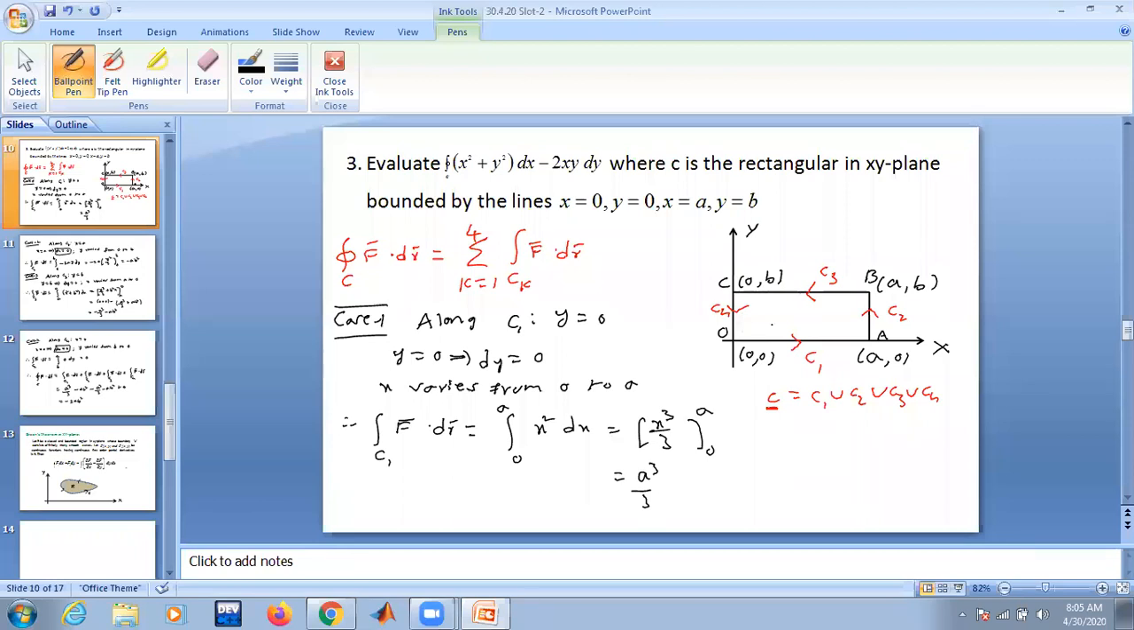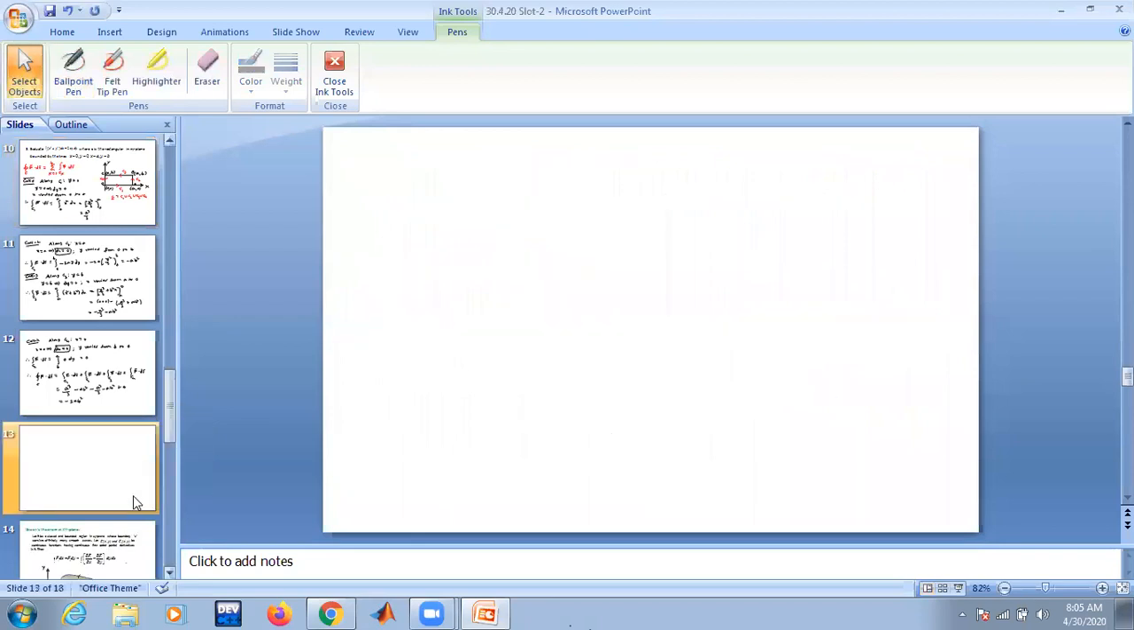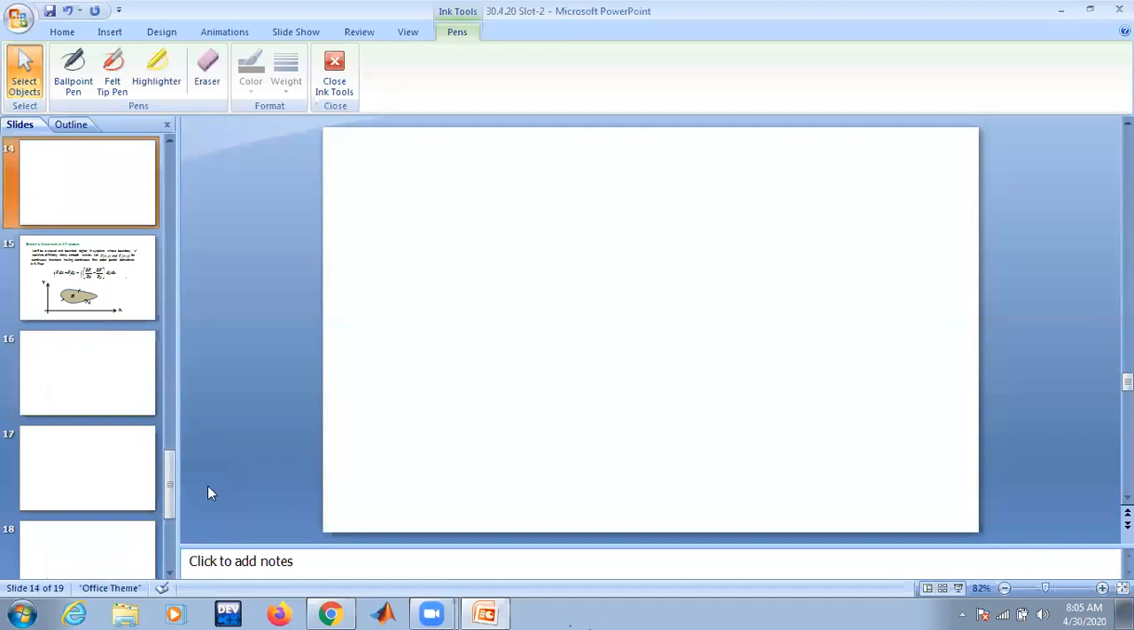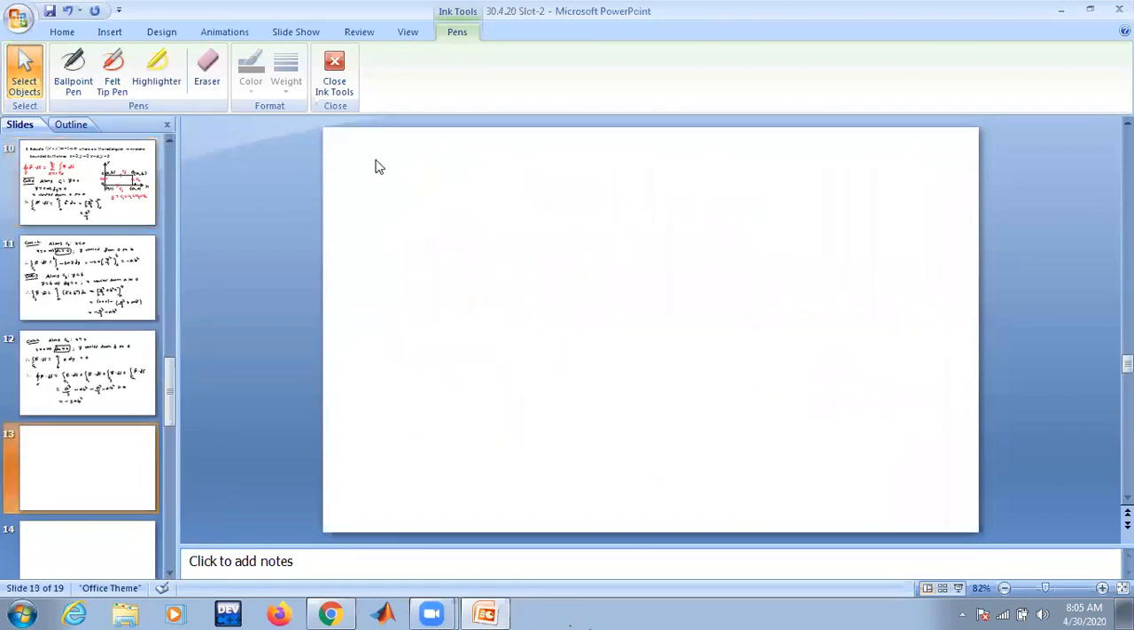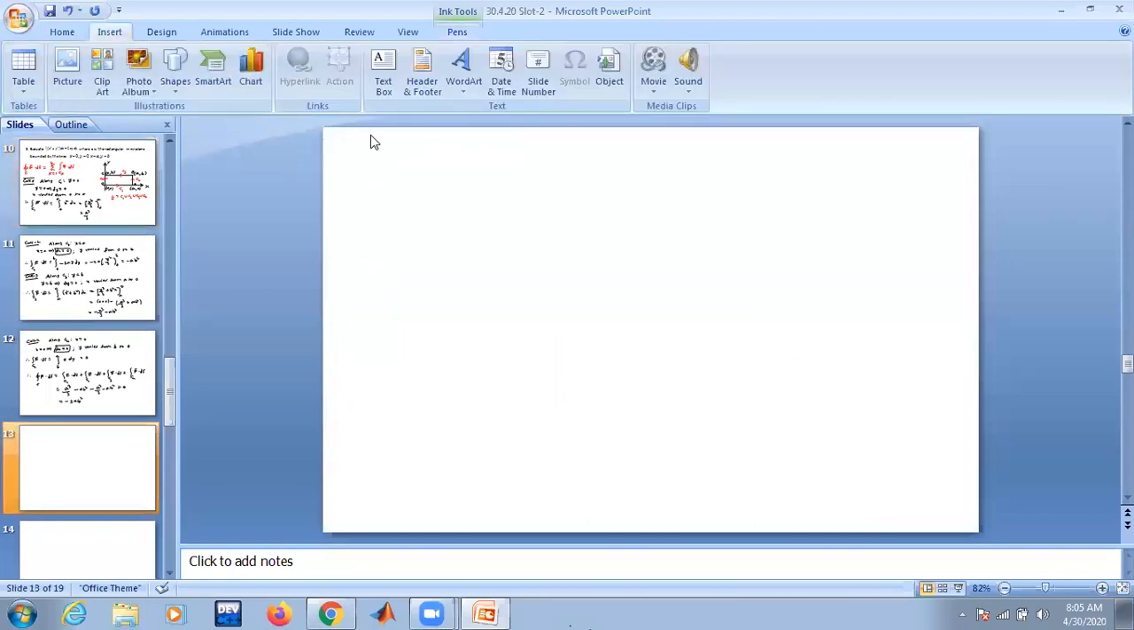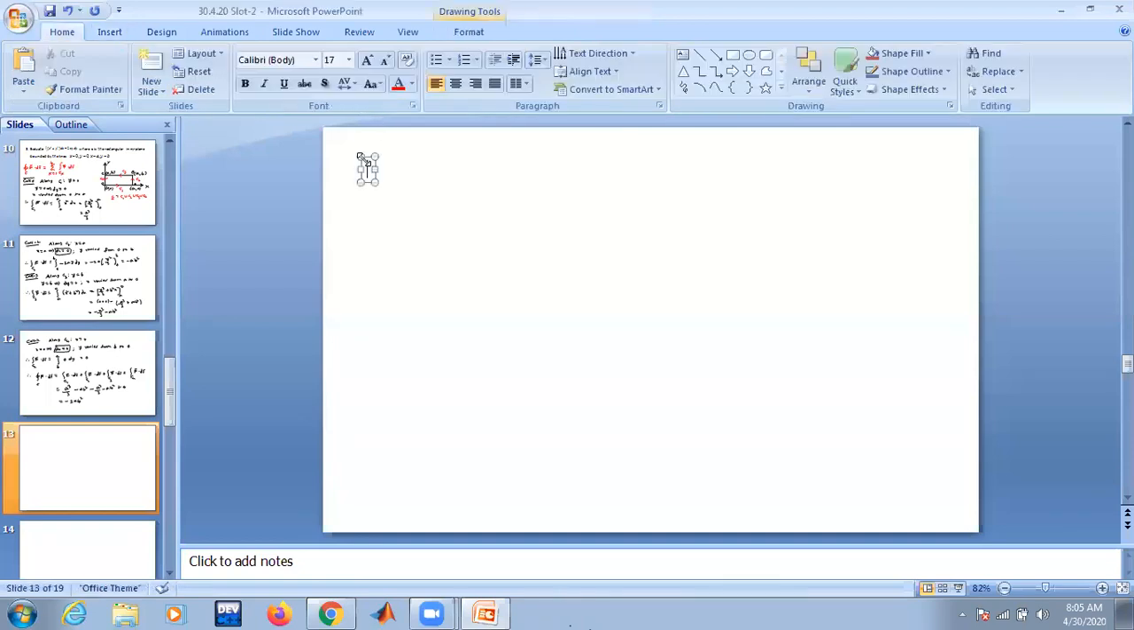This is a rectangular region. For a double integral, all the limits of a rectangular region are going to be constants. Okay. So if I do this verification, it will be simple integration.